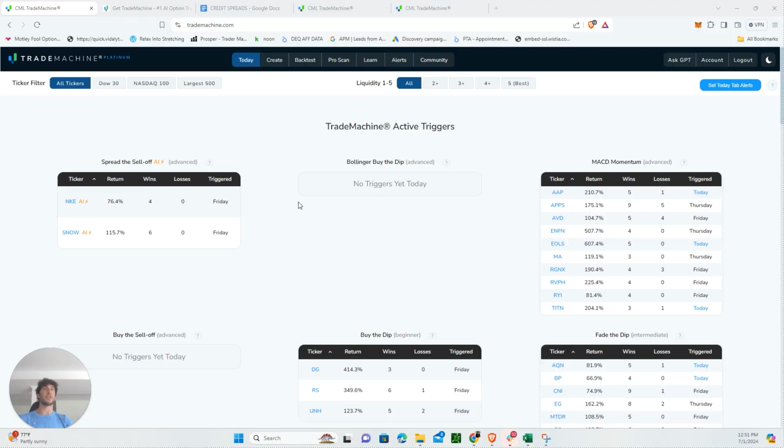We're going to be covering a bunch of stuff on credit spreads here, and we're going to be using this platform called Trade Machine, which essentially is our kind of AI-powered option trade finder.